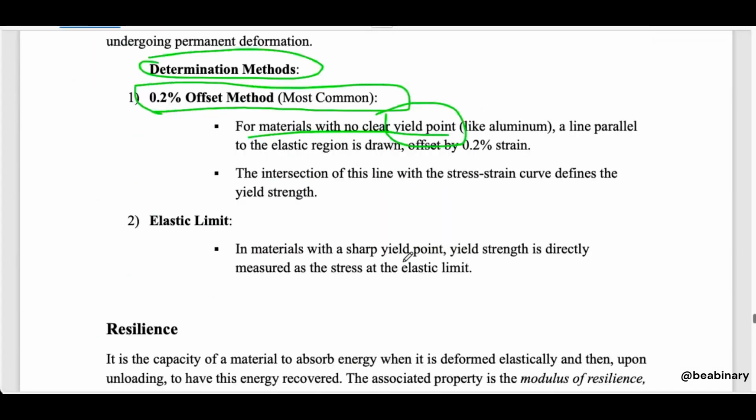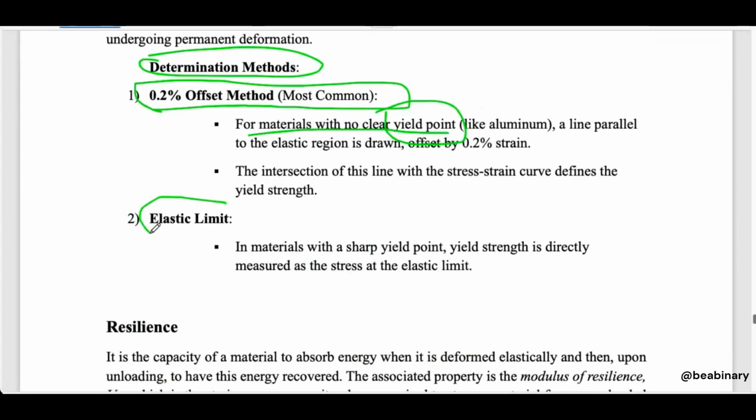Okay, and what about elastic limit? I've already made it clear, most of the time the elastic limit, where the elastic limit ends, that is equal to your yielding point.